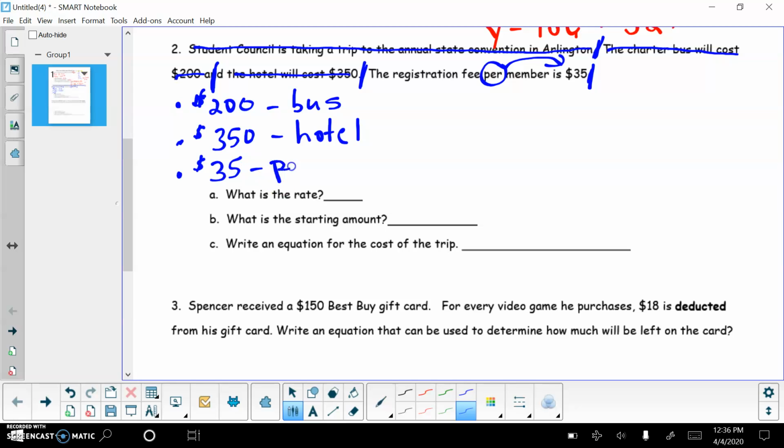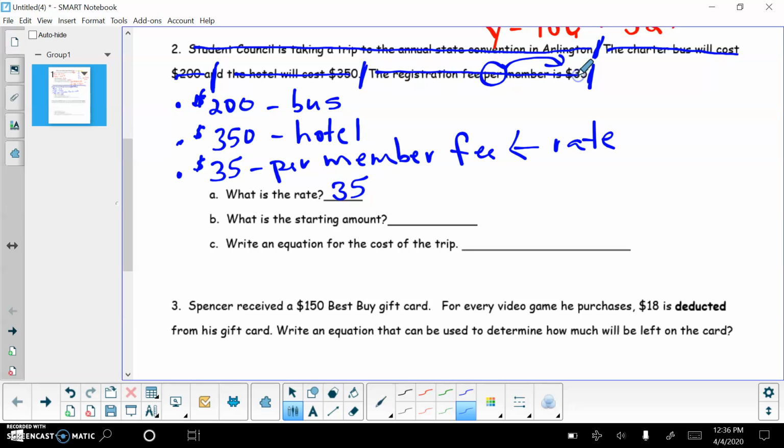So I'm going to write that down, that's the per member fee. And I'm going to label it, that's my rate. I'm going to write that down there. Okay, now we're kind of wondering, okay, now I've dealt with that.